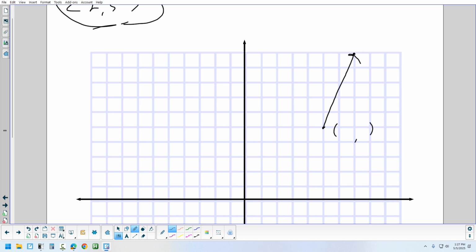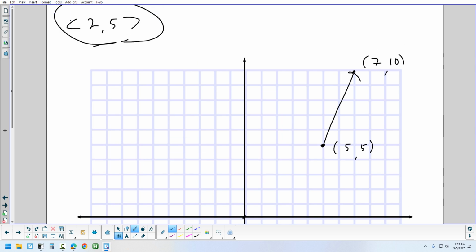What's the coordinate for this point right here, the start point? 5, 5. So it starts at 5, 5, because here's your origin. And what are the coordinates for where it stops? 7, it's over 2 more. 7, 10. Now, is there something we could do with those 2 points, and the answer would end up being 2, 5?